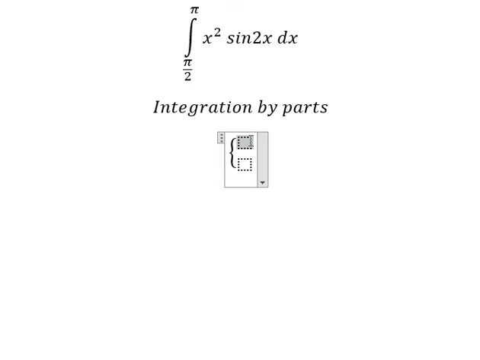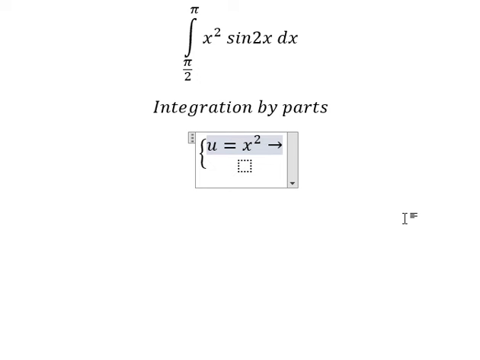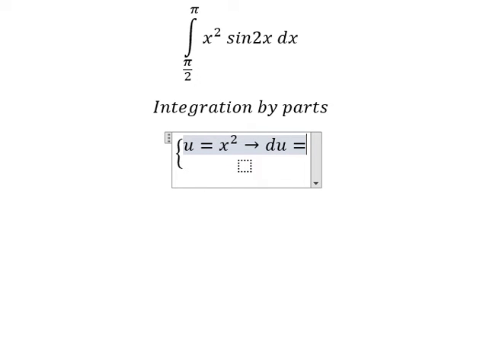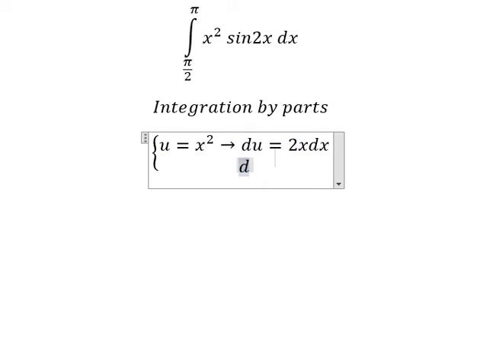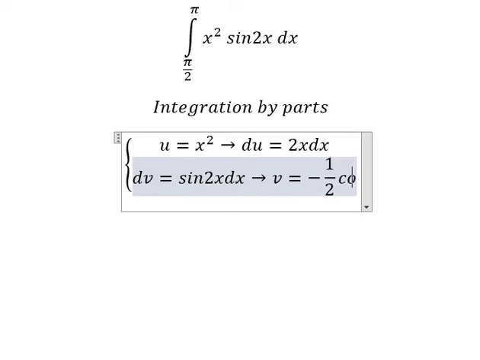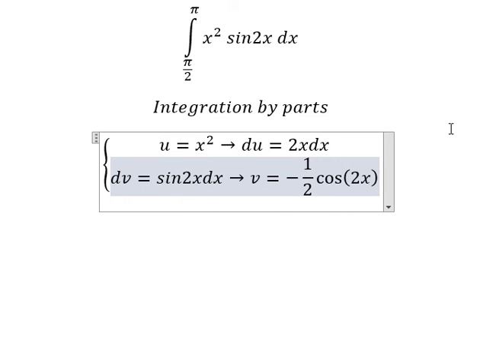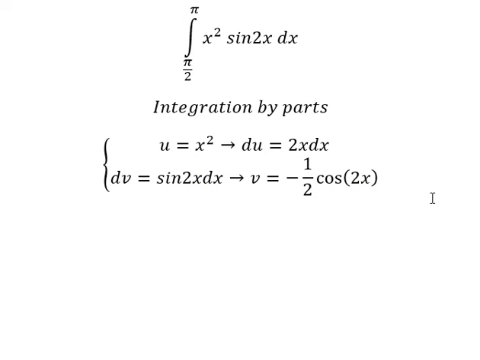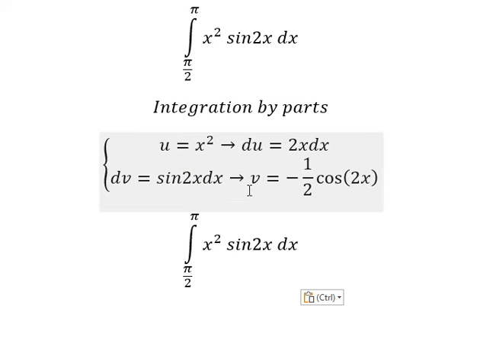u equals x squared. Later we take the first derivative of both sides, and we have du equals 2x dx, dv equals sine 2x dx. The integration of this one, we have v equals negative 1 over 2 cosine 2x. So we have u multiplied by v.